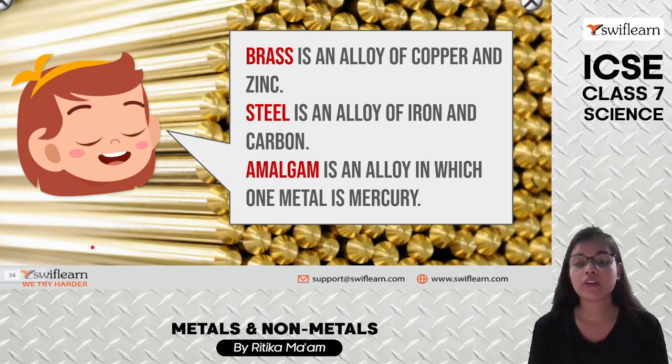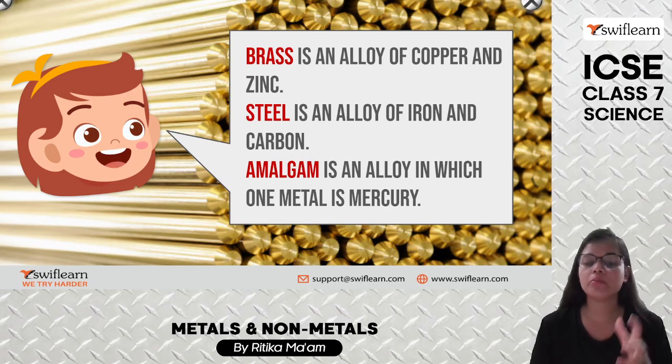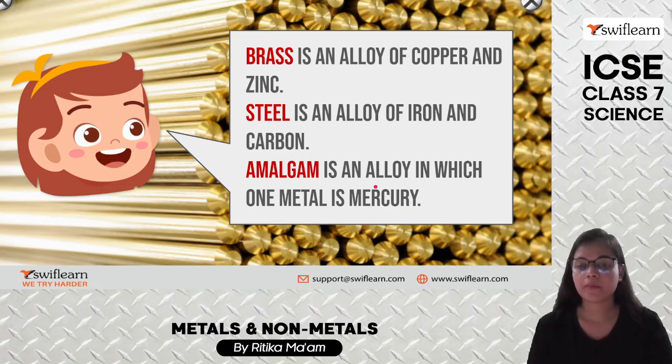Now talking about various alloys, brass. So brass, it is an alloy of copper and zinc. So we are mixing copper and zinc to make brass. Similarly, steel, it is alloy of iron and carbon. And amalgam, it is the alloy in which one metal should be mercury. Other metal could be any one, but one should be mercury.